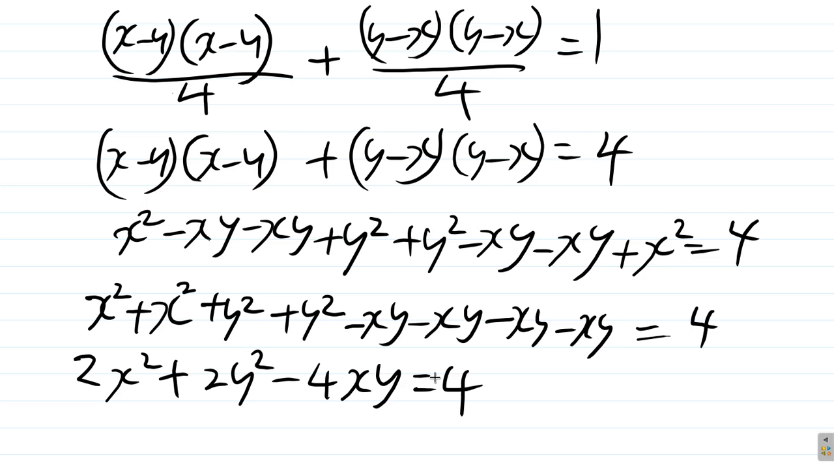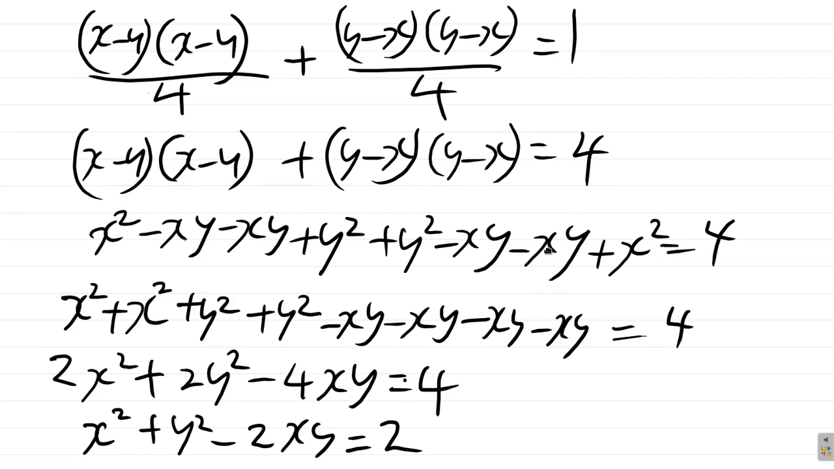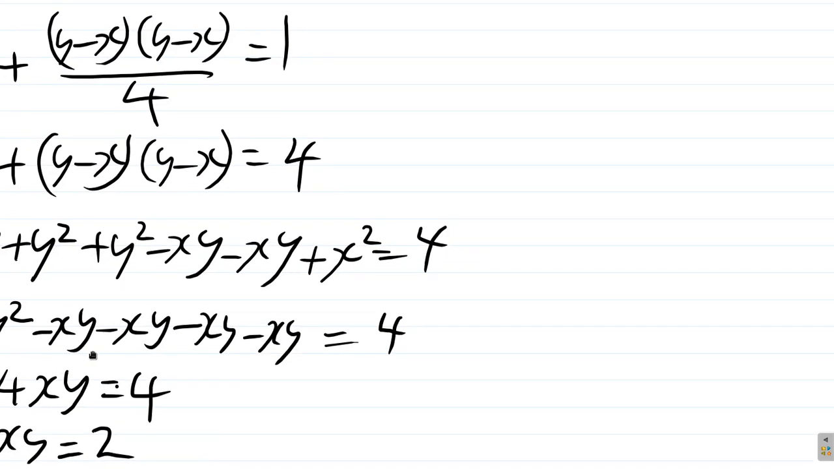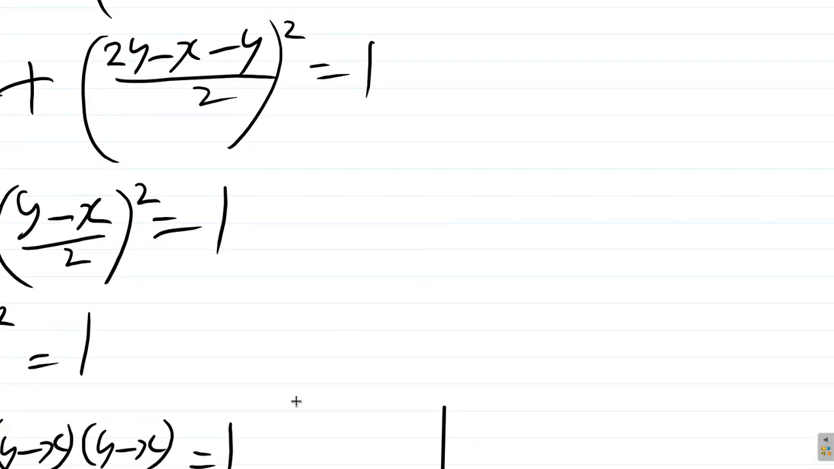Now, suppose you divide both sides by 2. You get 1x squared plus 1y squared minus 2xy equals 2. So you get that. Now, let's rewrite this thing, because we run out of scrolling space, we can't scroll down anymore.